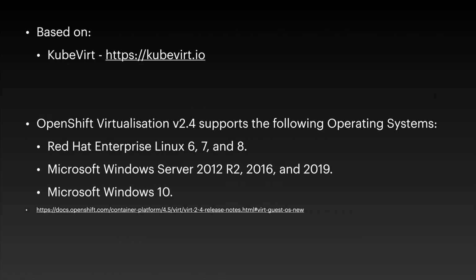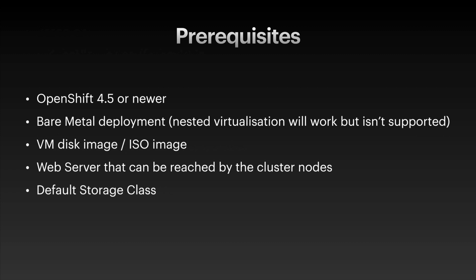Okay, so two last things before we move on with the install. Firstly, the technology behind OpenShift Virtualization is the open source project called KubeVirt. So you'll see that name KubeVirt used all over the place, and that's why. And secondly, there are specific OSs that are supported by OpenShift Virtualization. So at the time of this recording, they are RHEL 6, 7, 8, Windows Server 2012 R2, 2016 and 2019, and also Windows 10.